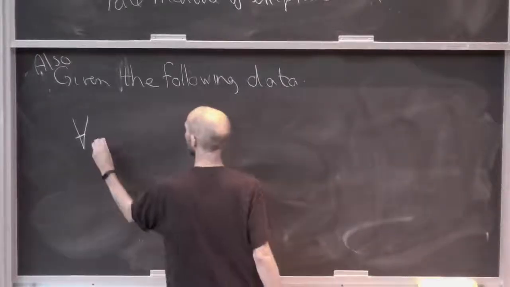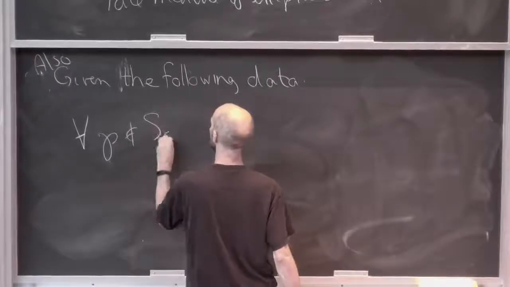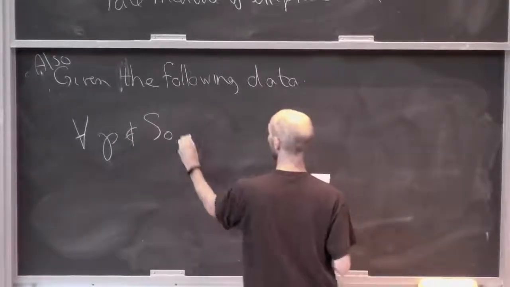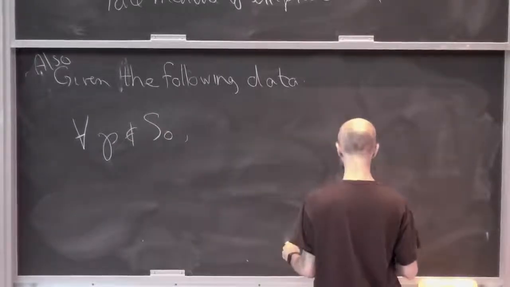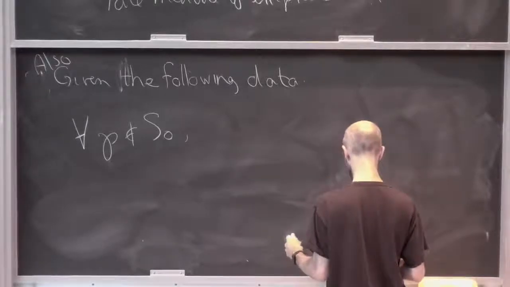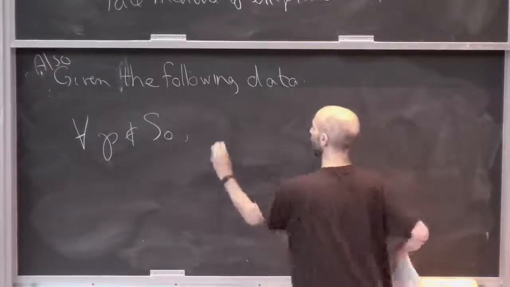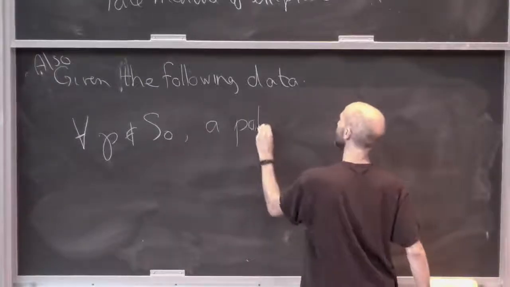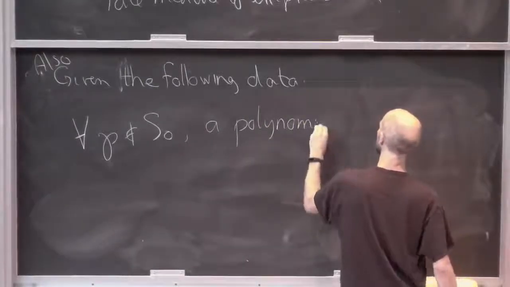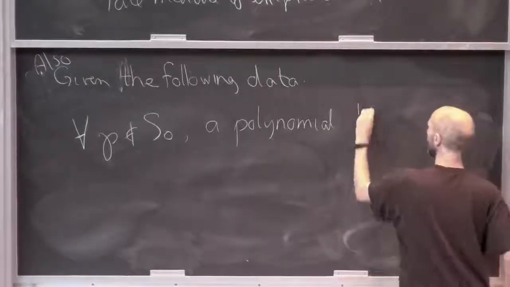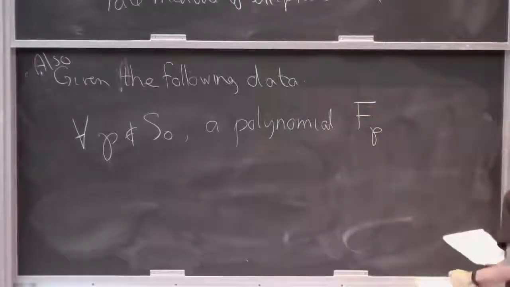For all P not in S0, I'll give you a polynomial. Shall I call it V? Is now a good time to start calling it V? Maybe not. Let's not do that. For all P not in S0, a polynomial, let's call it FP. Okay, I'm totally diverging from my notes here.